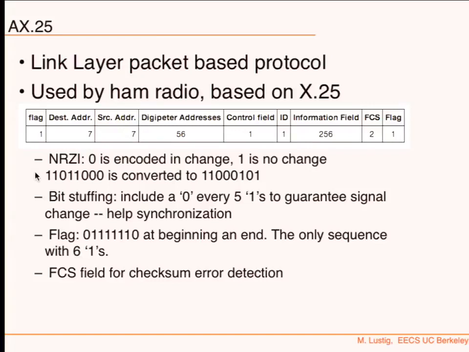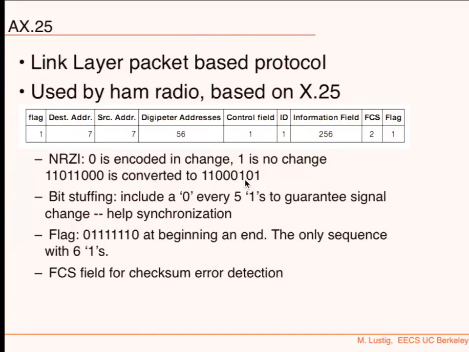So if you have an initial value of a 1, this is no change, so you store a 1. This is no change, you store a 1. This is a change, so you store a 0. This is a 1, so you keep the 0. This is a 1, so you again keep the 0. Then it's a 0, so you have to switch, so you get a 1. Okay? So how do we know the initial value? It's 1. It's always 1.